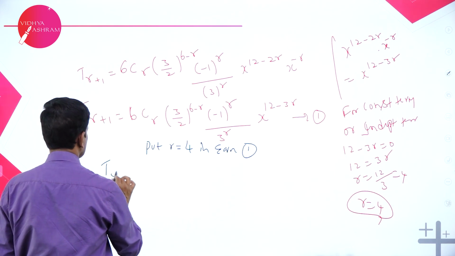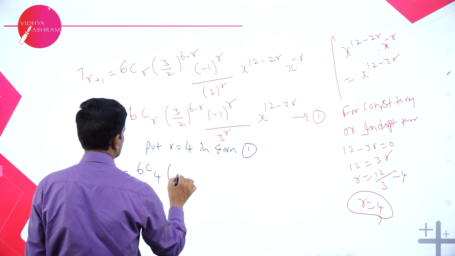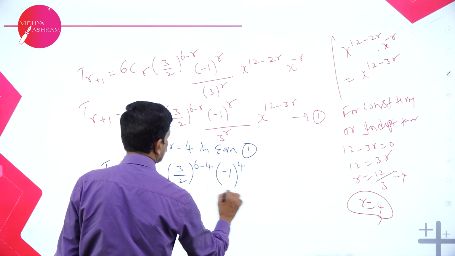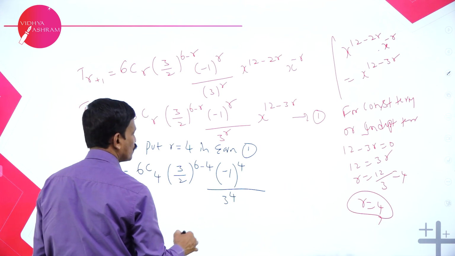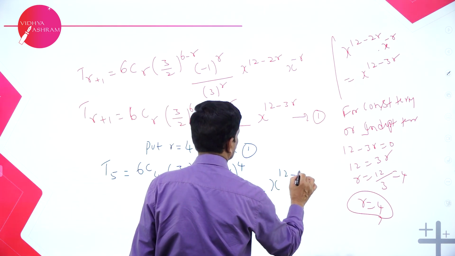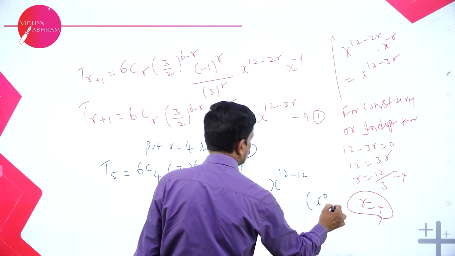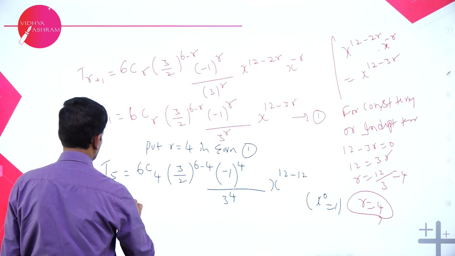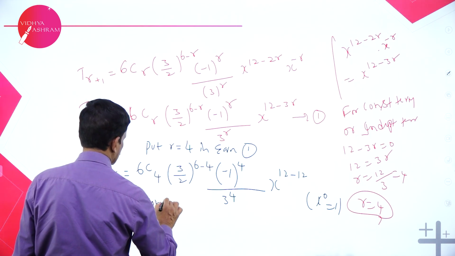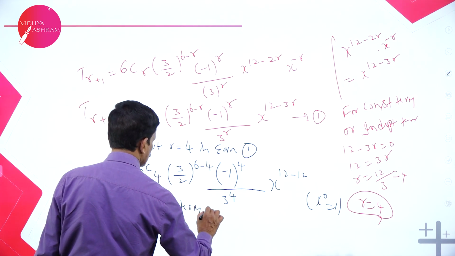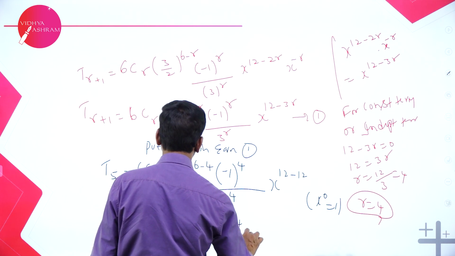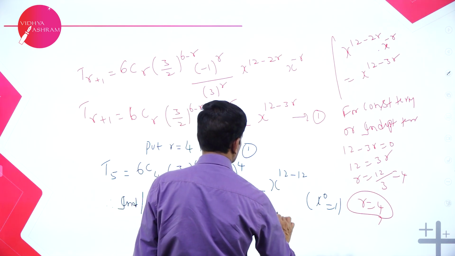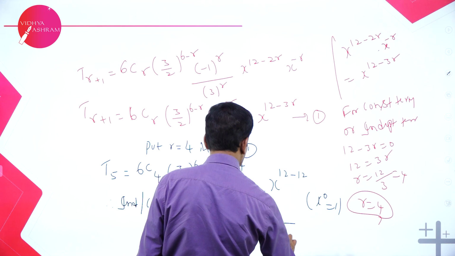So T(4+1) is T5, which is 6C4 (3/2)^(6−4) (−1)^4 divided by 3^4 into x^(12−12). 12 minus 12 means x^0, that's equal to 1. So therefore the independent or constant term is equal to 6C4 (3/2)^2 (−1)^4 is 1, divided by 3^4.